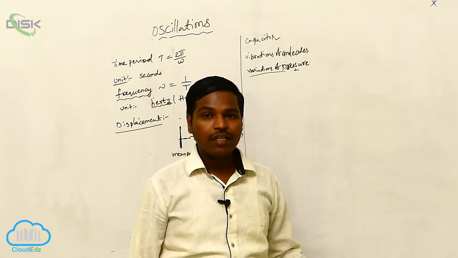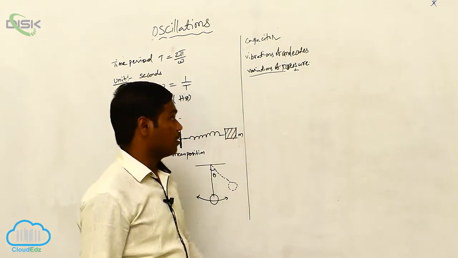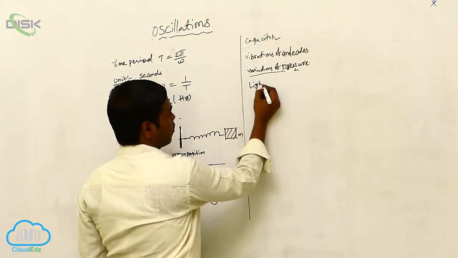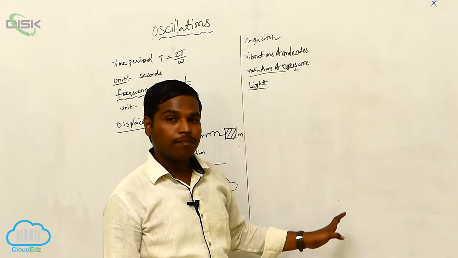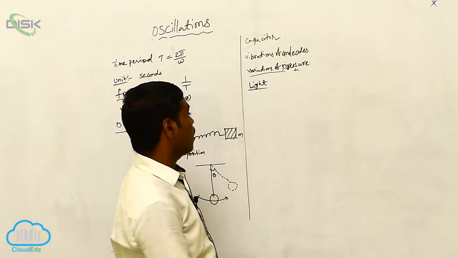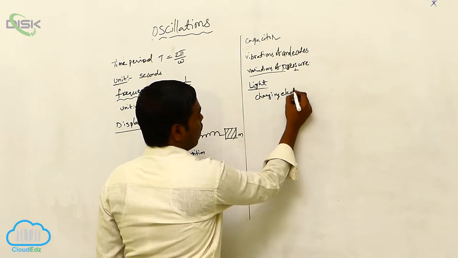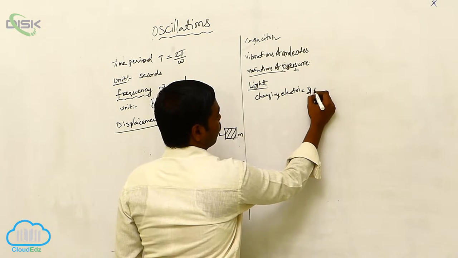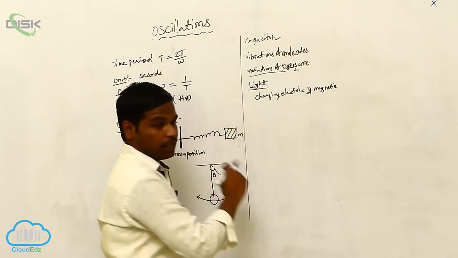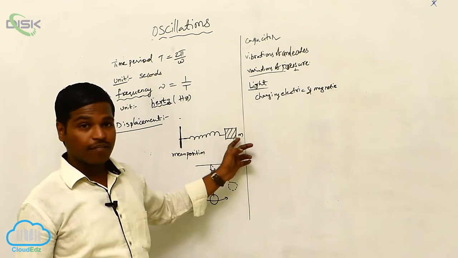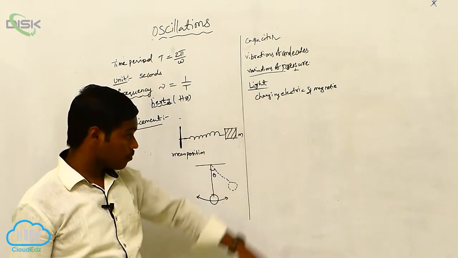And if light waves are traveling in a medium, then the displacement of these light waves is given by the changing of electric and magnetic fields. These are the different types of displacements we have. That means the calculation of displacement is based on the motion of the object.